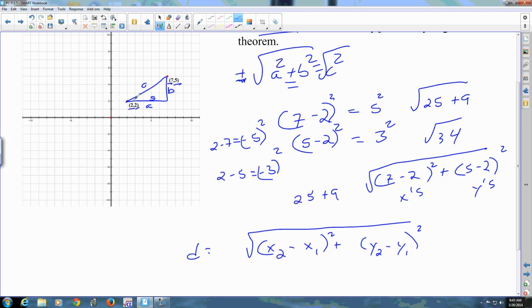When you guys forget it, just remember, it's just the Pythagorean theorem. Draw yourself a picture, figure it out. All right?